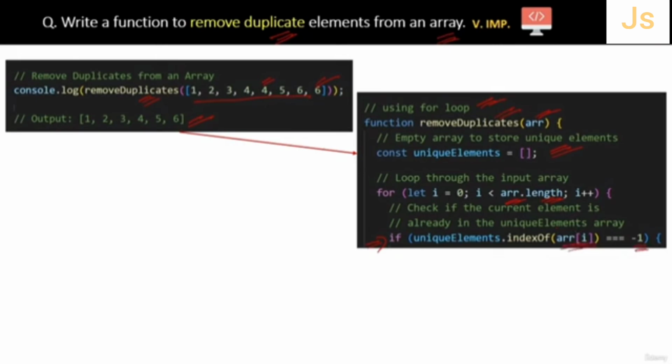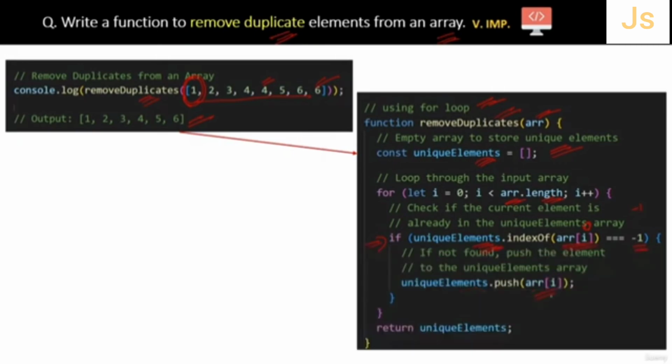For example, in the first iteration, i equals 0, and therefore array[0] is the first element of the array, which is 1, right? So right now our unique element list is blank. There is no element inside it. So the index of the element 1 in the unique element array will be -1. Okay. Whenever an element is not present in an array, its index is -1, right? Therefore, this if condition will be true, and 1 will be pushed into the uniqueElements array by using this push method.